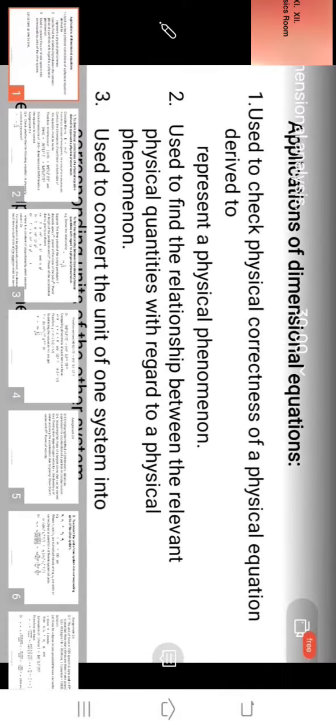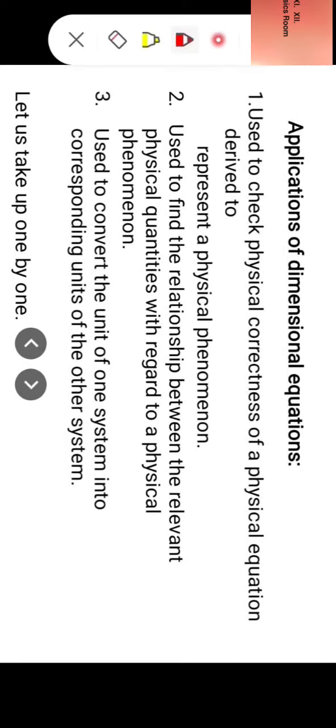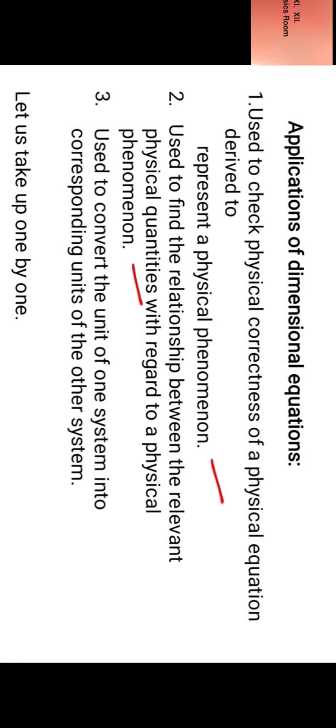Number one, dimensional equations are used to check physical correctness of a physical equation derived to represent a physical phenomenon. Number two, dimensional equations are used to find the relationship between the relevant physical quantities with regard to a physical phenomenon. Number three, dimensional equations are used to convert the unit of one system into corresponding units of the other system. Okay, so let us take up one by one.